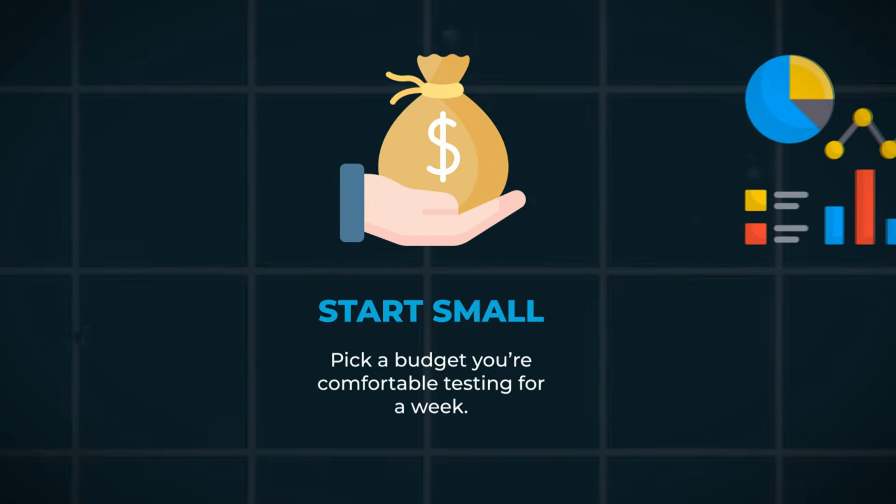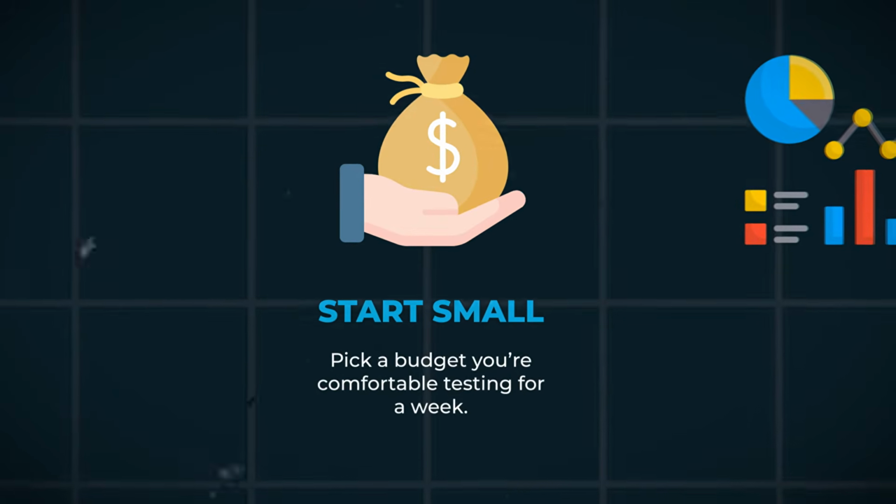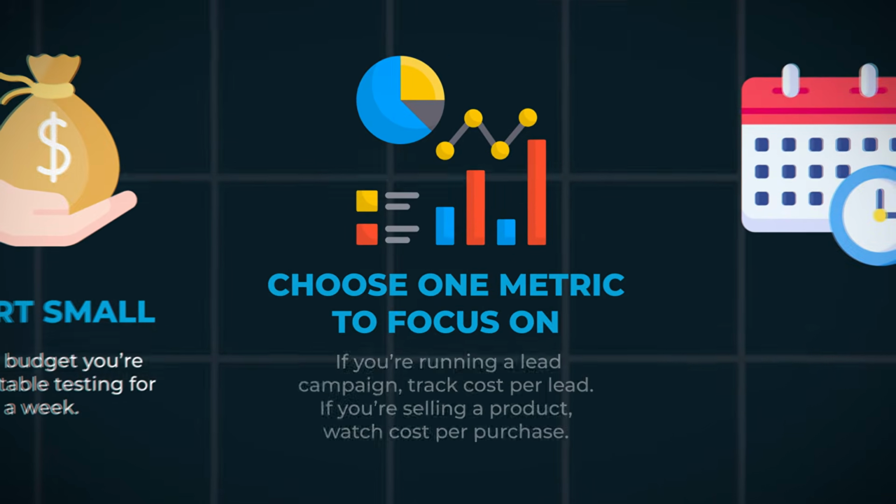Forget the idea that you need to spend thousands to see results. Start small. Pick a budget you're comfortable testing for a week. Even $10 to $20 a day is fine. Then choose one metric to focus on.